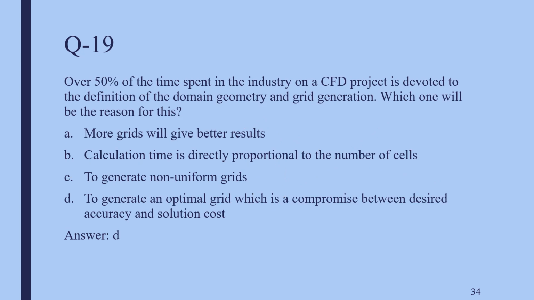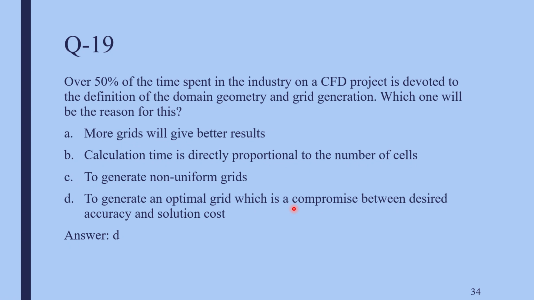We'll go to question 19. In question 19, it is asked that over 50% of the time spent in the industry on a CFD project is devoted to the definition of the domain geometry and grid generation. Which one will be the reason for this? Option A, more grids will give better results. Option B, calculation time is directly proportional to the number of cells. Option C, to generate non-uniform grids. Option D, to generate an optimal grid which is the compromise between desired accuracy and solution cost.